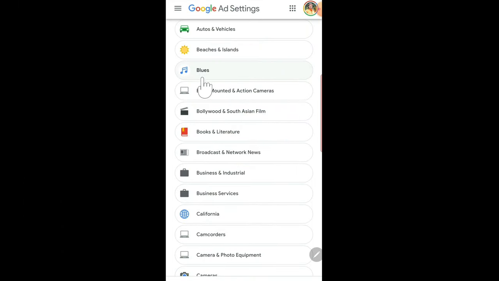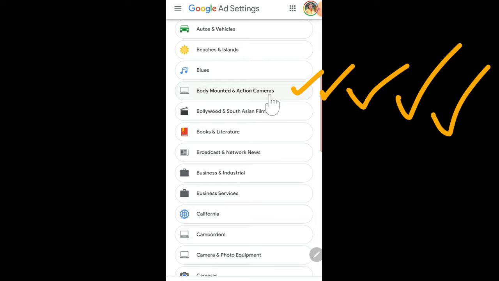Blues as a category of music? No. I have very little interest in blues. I don't listen to blues. I don't listen to jazz. As a music genre, this really doesn't apply to me. Body-mounted and action cameras, of course. I'm all about the GoPro life, so that makes sense.